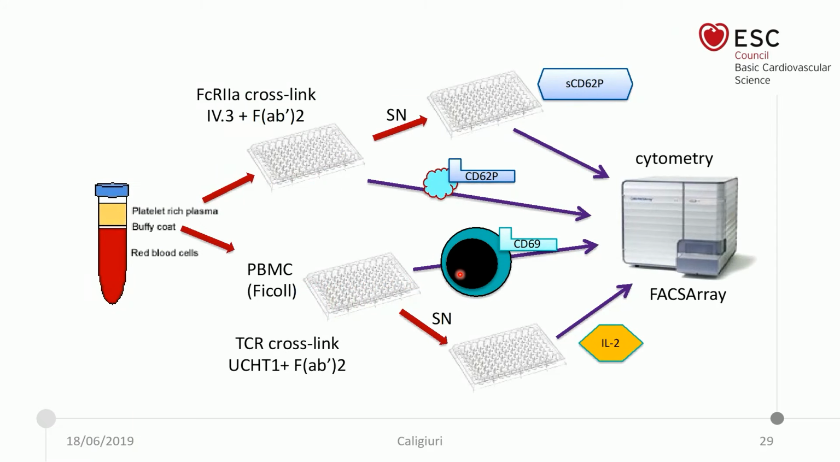So to screen, I took the blood of healthy donors, my coworkers, and I checked by FACS analysis, an automated FACS analysis with the plate reader, for surface markers of activation and soluble markers of activation in the supernatant. This was very effective because with one tube of blood, I took the buffy coat for T-cell analysis and the platelet-rich plasma for platelet analysis. And the reading was surface CD62P and CD69, and I read almost the same molecules in the supernatant.